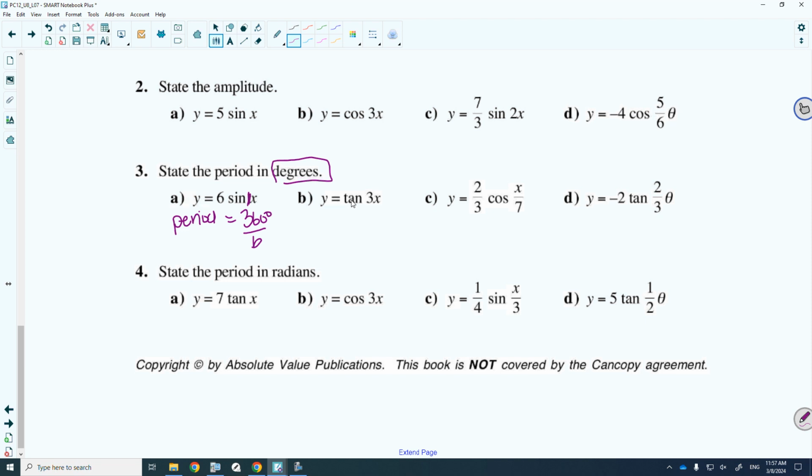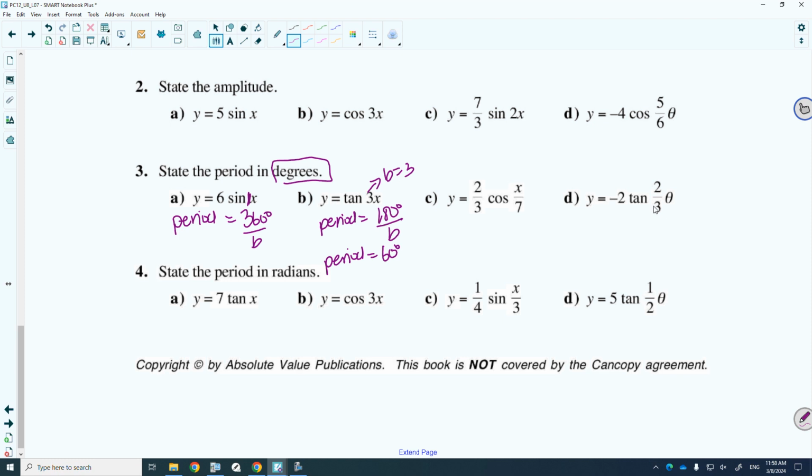It's different for a tan graph. The period of a tan graph is 180 divided by b. The b value is 3. That means the period is 180 divided by 3, which is 60 degrees. So this tan graph would have an x-intercept every 60 degrees. It would have x-intercepts at 0, at 60, at 120. Those would be the x-intercepts, okay?